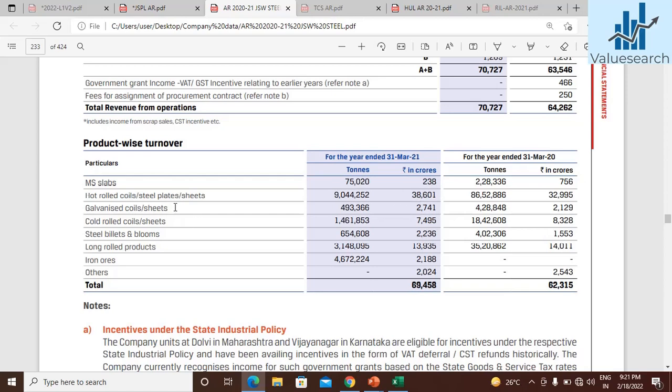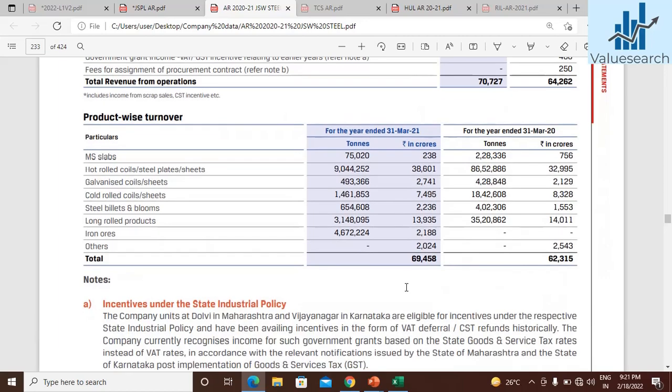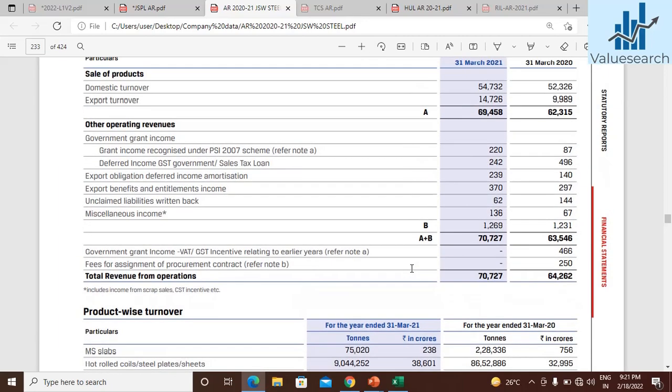Then you have got your galvanized coils or sheets of this amount, cold rolled coils or sheets of this amount, then steel blades and blooms of this amount, long rolled products of this amount, iron ores of this amount, others this amount. So you have got a total revenue product wise over here. If you look at it, this amount is equivalent with this amount. So these are other operating revenues. So your total revenue from operation is this much.